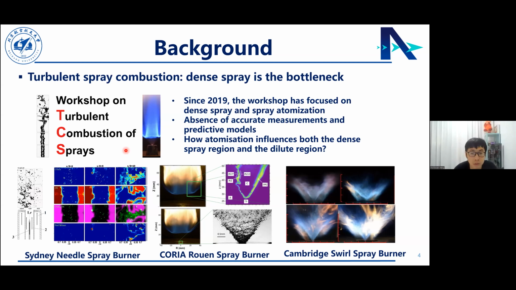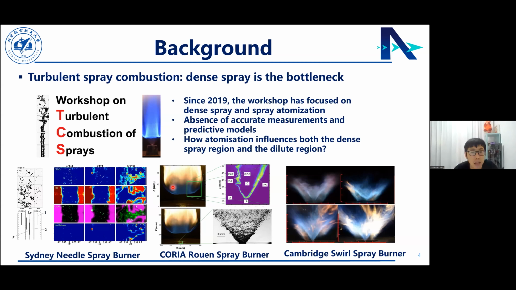And three typical benchmark burners are presented in this workshop, encouraging people to work on them and to do comparisons, including the Sydney needle spray burner, the Korea Ruan spray burner, and the Cambridge swirl spray burners.